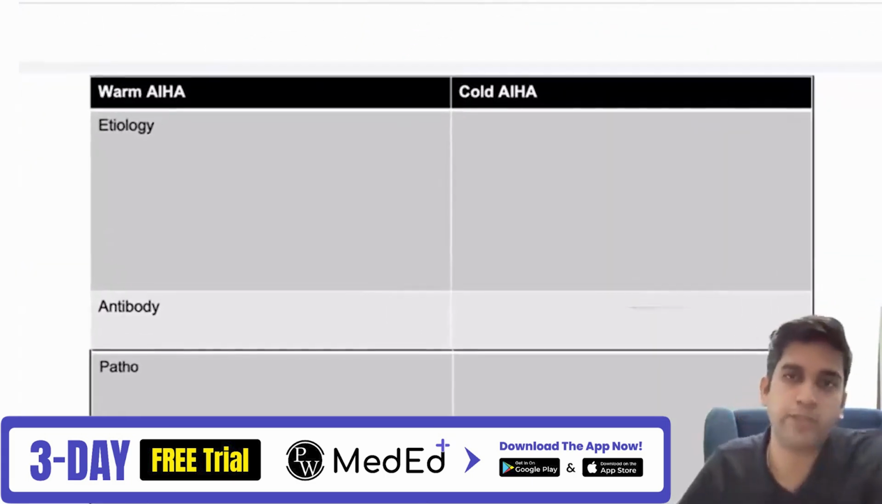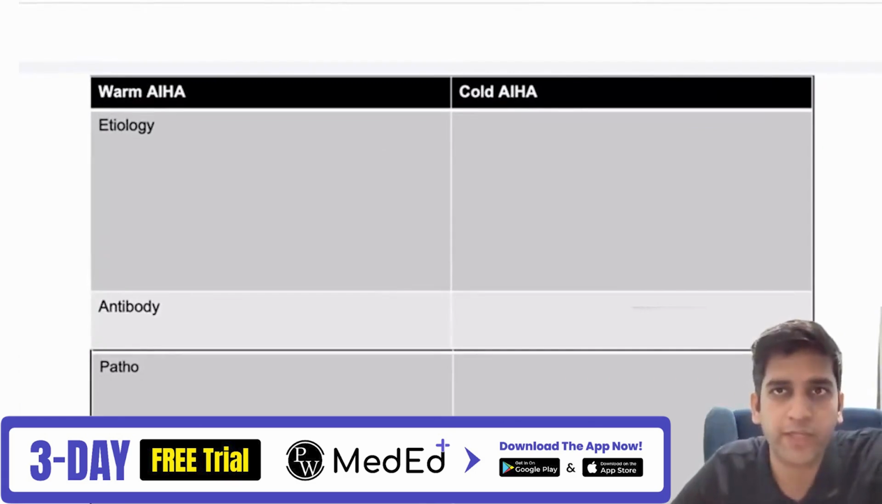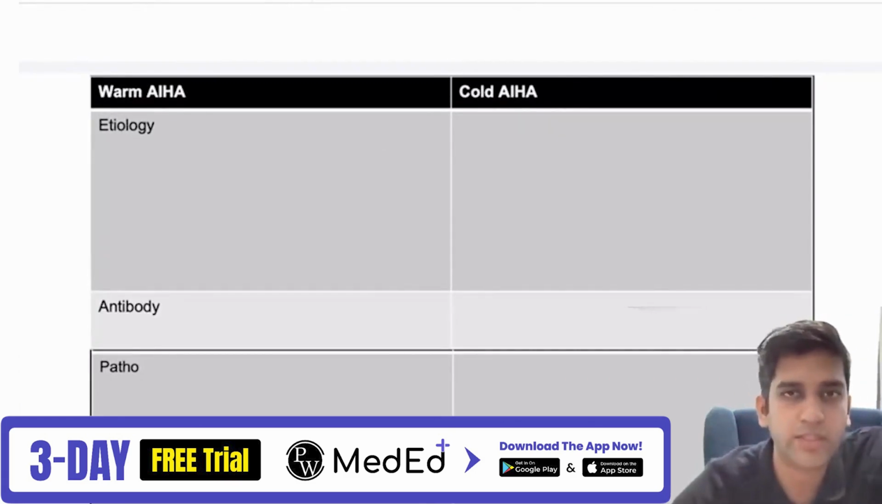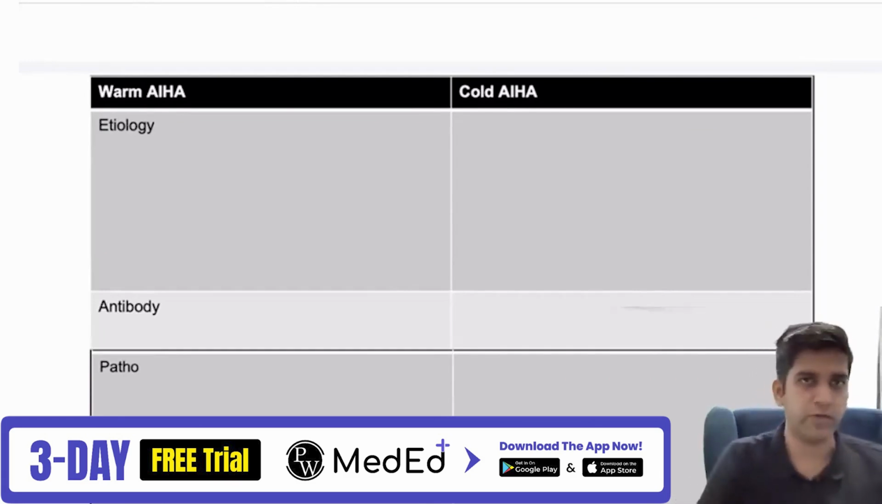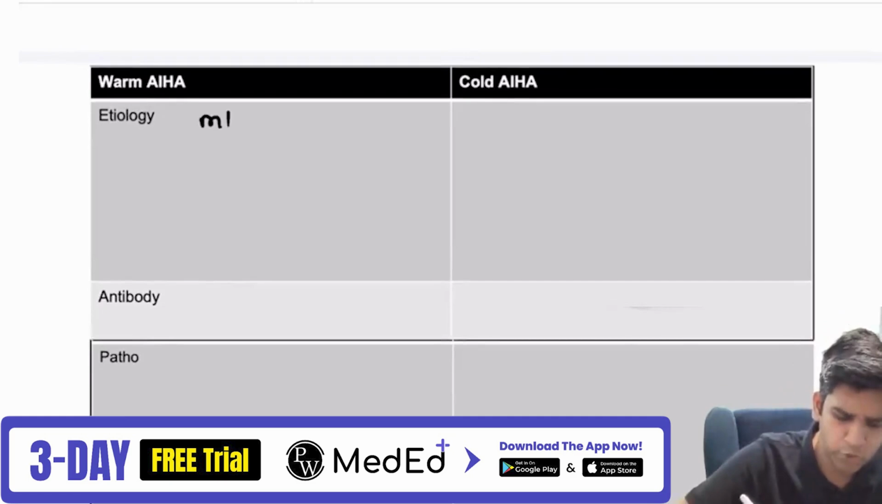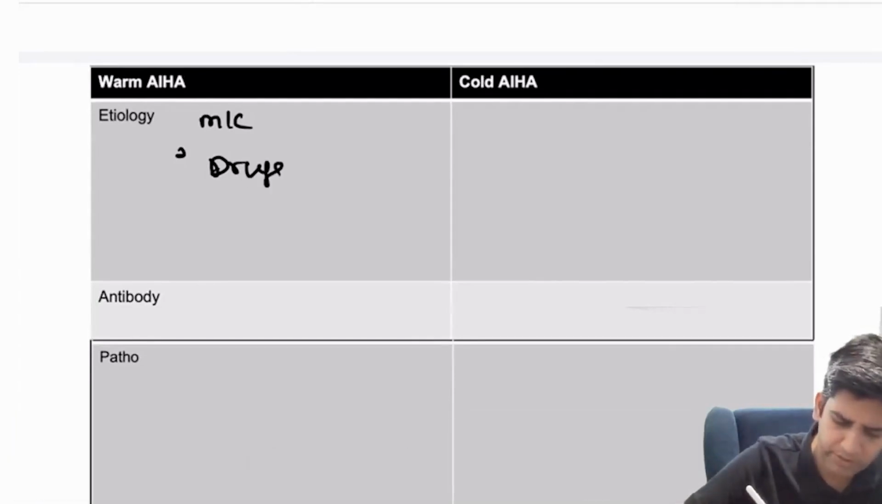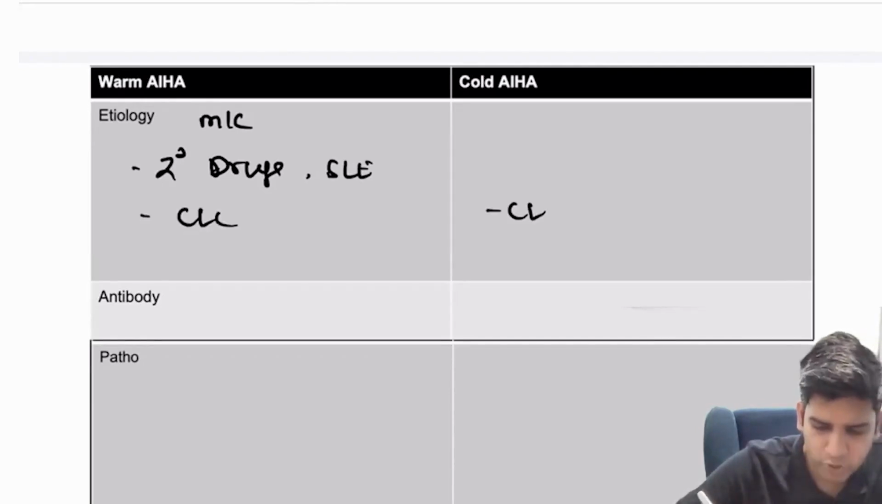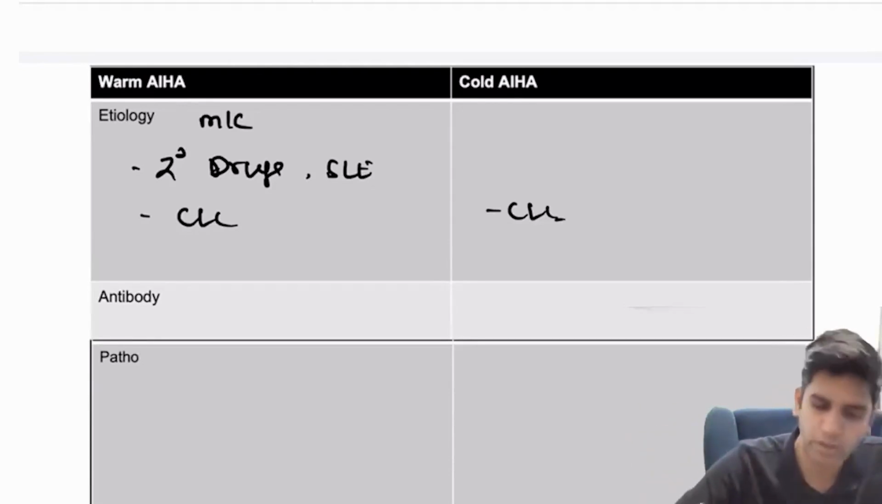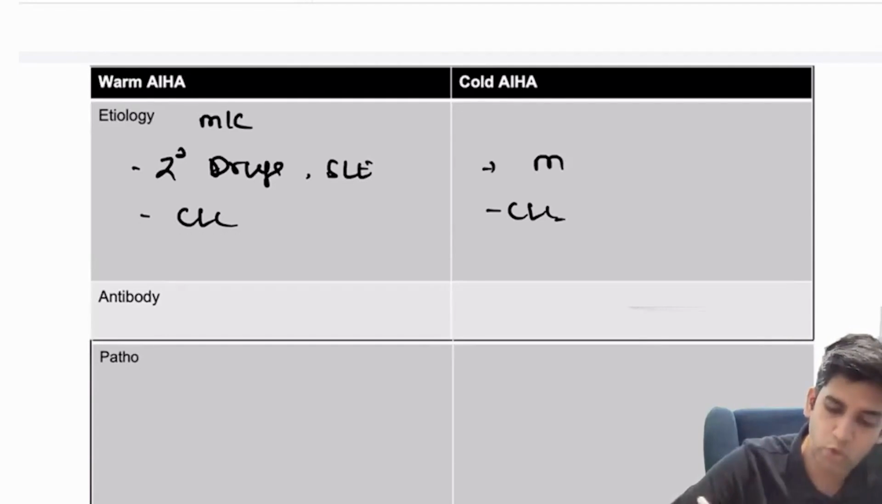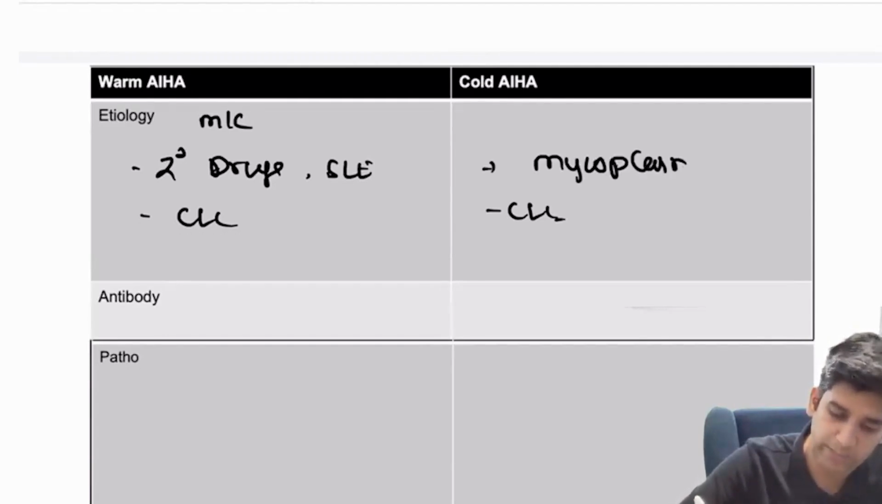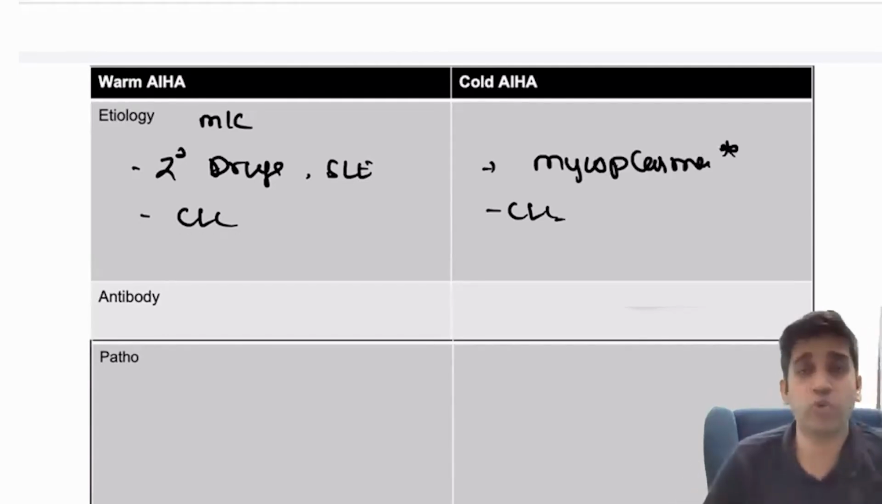Next, let's go to autoimmune hemolytic anemia. There are two different types of autoimmune hemolytic anemia, the warm and the cold. Warm autoimmune hemolytic anemia is the most common. It can be secondary to drugs, secondary to any other inflammatory autoimmune condition, secondary to SLE, secondary to CLL. CLL can happen with both warm and cold, though it is not very common. And there's one more common trigger for the cold, which is Mycoplasma pneumoniae. This is important: post-infection, post-lung infection, when you have anemia, think of a cold autoimmune hemolytic anemia, right?